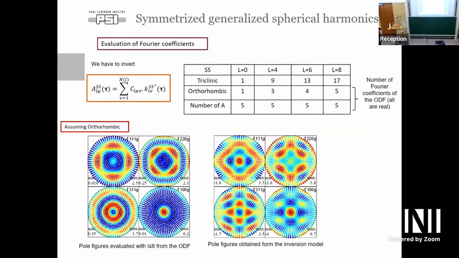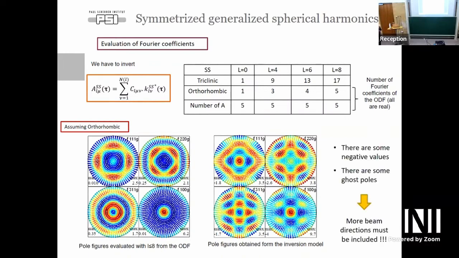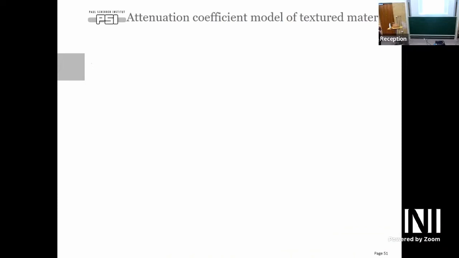So basically, the only thing that I would like to show you here is the way the texture looks if I use orthorhombic symmetry. And this is the way that our model is fitting it. Clearly, it's not great. And we have some negative values, which is wrong, of course. There are some loss faults. But the main issue here is that we don't have a lot of orientations. We are just using five orientations. But the model is working, at least the inversion problem. So that's the first model.